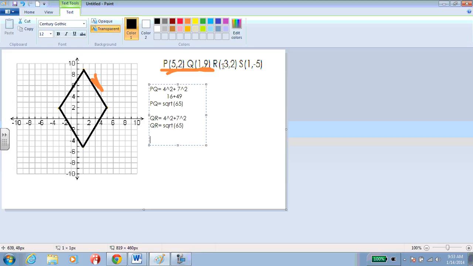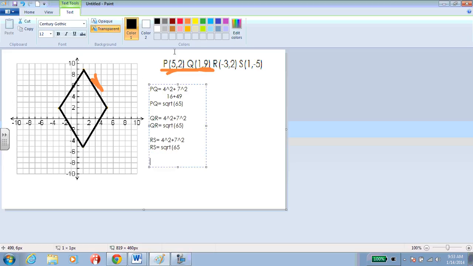Now let's look at RS, which will be this side over here on the bottom left. So the distance between -3 and 1 is 4, and I will square that for my distance formula. The distance between 2 and -5 is also 7. So once again, this is the same as the two previous examples. So RS is going to equal the square root of 65.